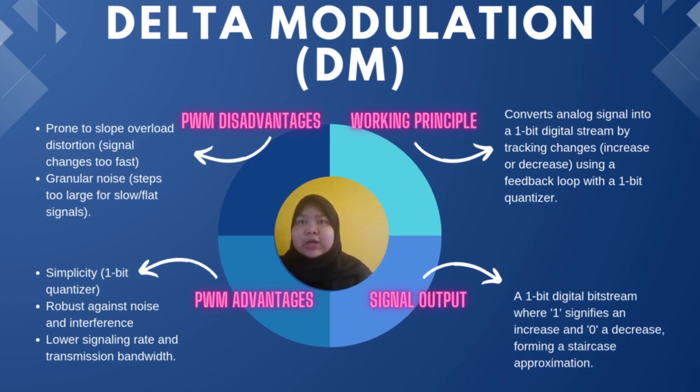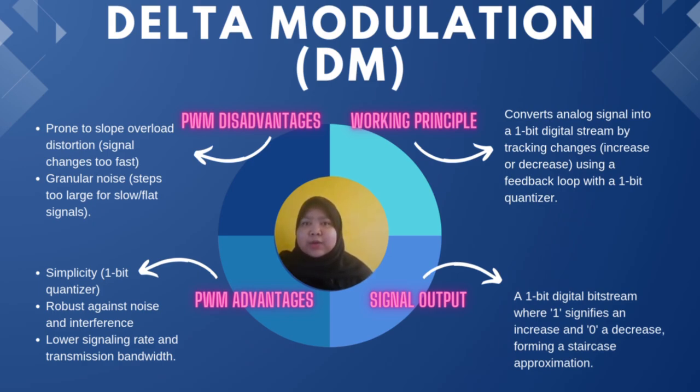The resulting signal output is a 1-bit stream. A 1 in this bit stream signifies an increase, whereas a 0 signifies a decrease in the analog signal. As these 1s and 0s accumulate, they form a staircase approximation of the original analog signal.